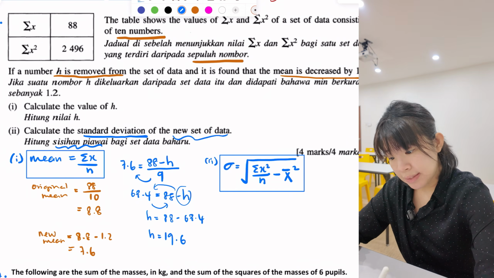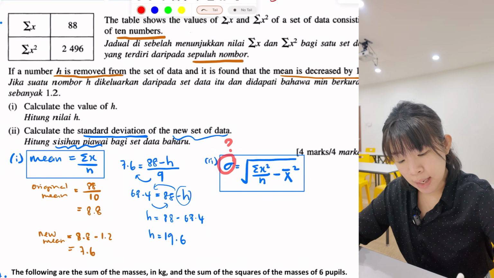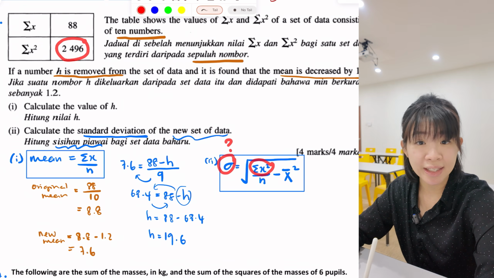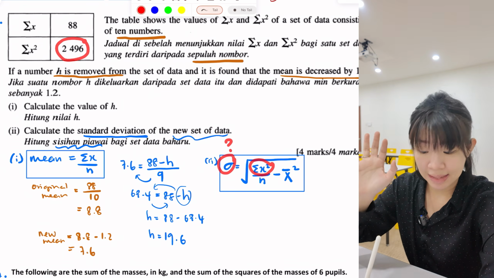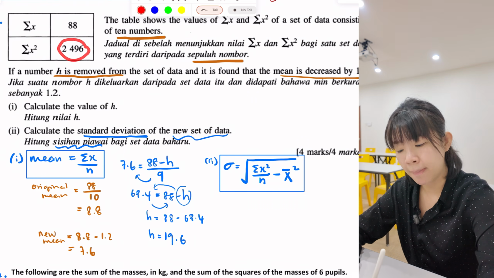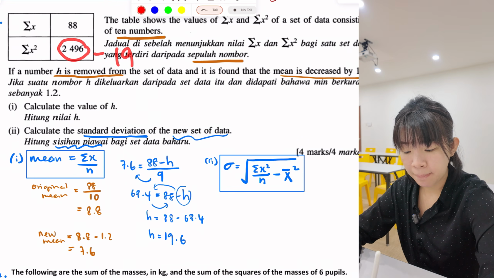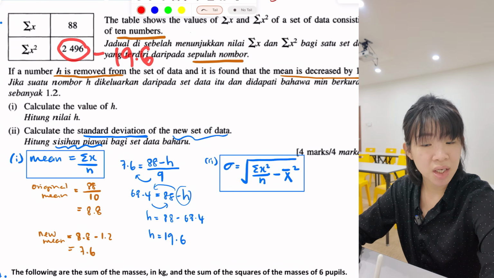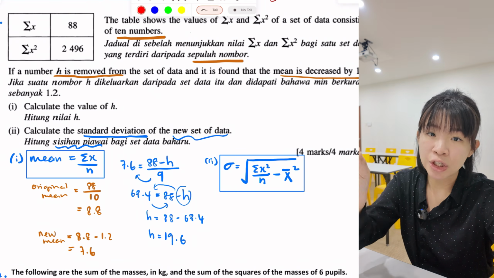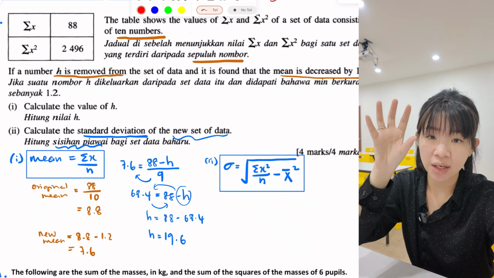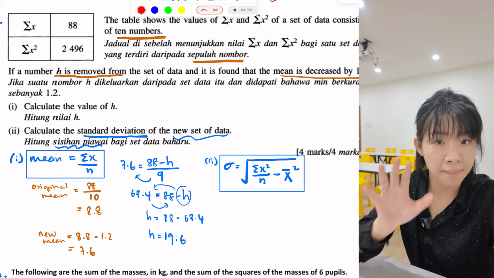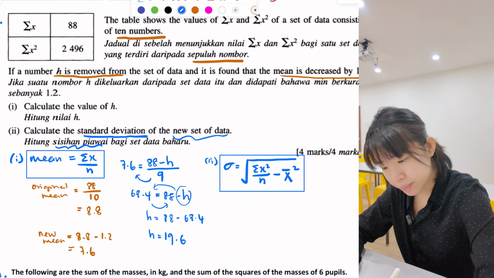Now I want to find standard deviation. The mean we don't know yet. Sum of x square, do we have it? Yes, we have sum of x squared 2496. This is when we have 10 data. Now 19.6 has been removed, isn't it? So we need to minus 19.6, and you need to minus its square. Because sum of x squared means you square each data, then you add together. So when you remove one, you need to minus the square as well. Remember this.